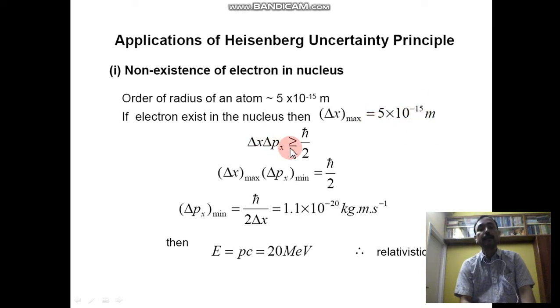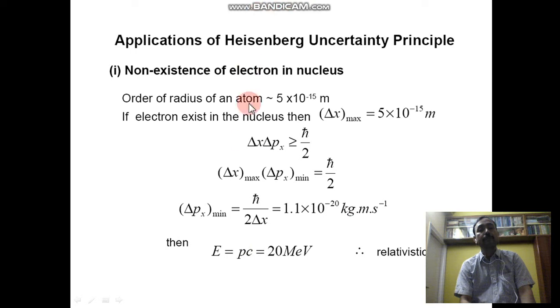So Δx Δpx ≥ ħ/2. So Δx max Δpx max is equal to ħ/2. Δpx is equal to ħ/2Δx. Putting the value of Δx here, this becomes 1.1 × 10^-20 kg m/s.